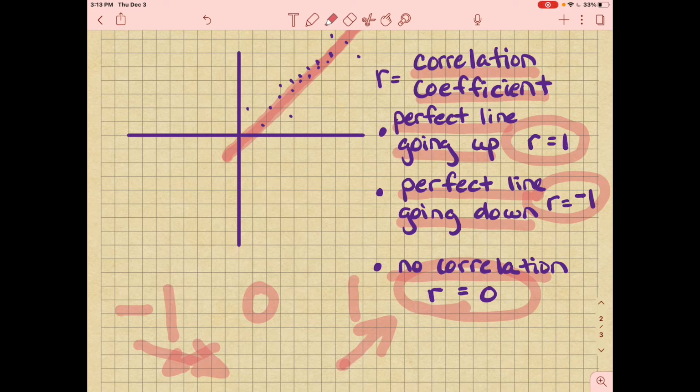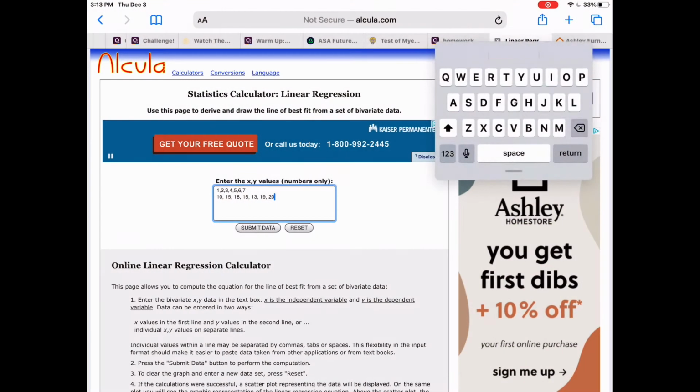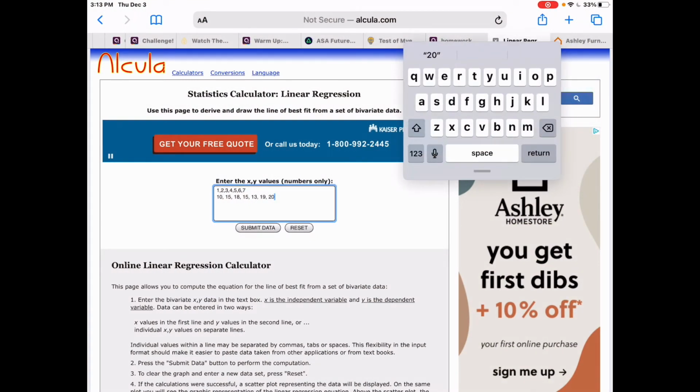So let's go to an online calculator. I'm also looking at page 259 in your textbook and number 1, which says a local university is keeping track of the number of art students who use the pottery studio each day. On day 1, there were 10 students, day 2 there were 15, day 3 there were 18, day 4 there were 15, day 5 13, day 6 19, day 7 20. It says write an equation of the regression line and find the correlation coefficient.